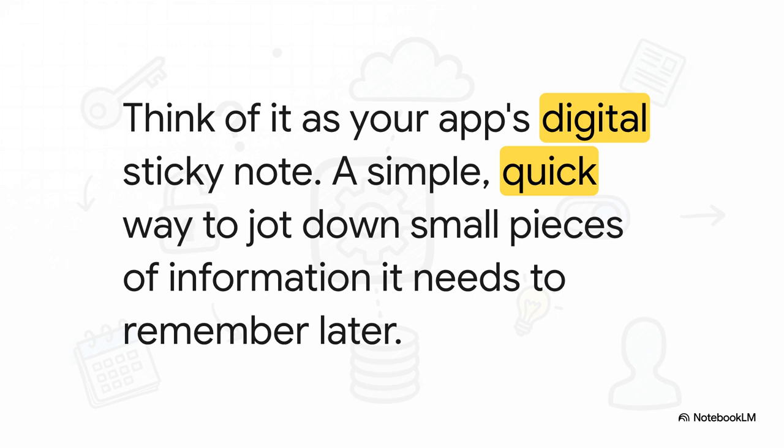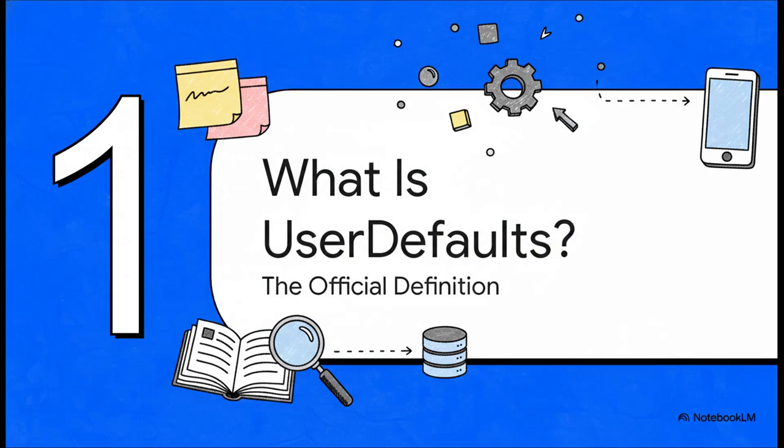The best way to think about it is like this. It's your app's own little digital sticky note. Just a quick, simple way to jot down a small piece of info it needs to remember for later. Now, that sticky note analogy is awesome, it'll get you 90% of the way there, but in an interview, you're going to want the official technical definition. So let's break down what UserDefaults actually is.